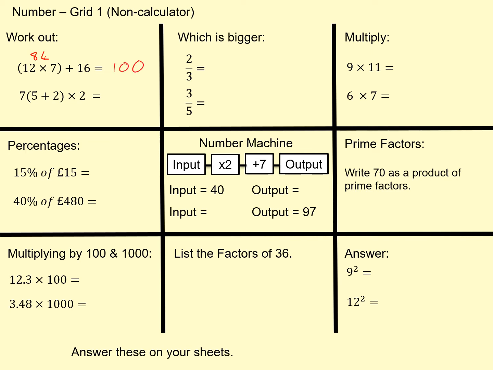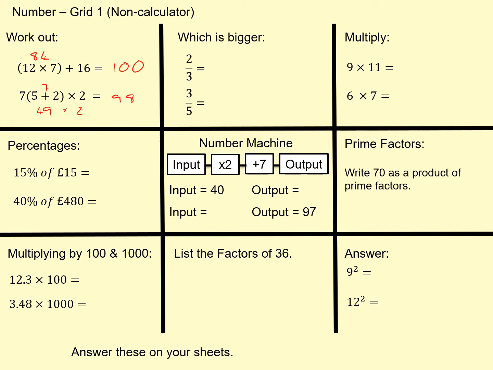And the second one, we have 7, then in brackets 7 add 2 times by 2. So remember, here we're doing the thing in brackets first. So that's 5 add the 2, gets us 7. And then we'll multiply by the 7 on the outside of the bracket to give us 7 times 7 is 49. And then we're multiplying it all by 2 to get us 98.